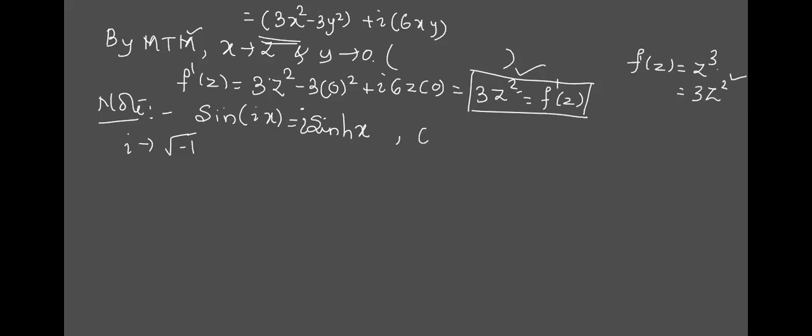Similarly, cos ix. Can you expect what should be the result? It is cos hyperbolic x. No, there is no i in cos. Only cos hyperbolic x. So how to identify? If you have only cos, there won't be an i, but it converts to hyperbolic. If you have a sine, there will be an i extra.